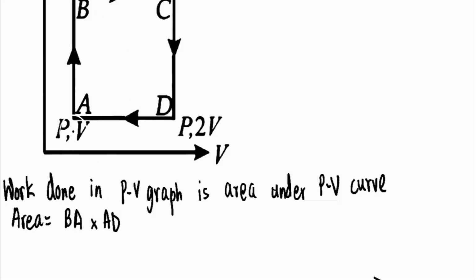So BA will be equal to, if we see over here, this is also V, this is also V, so the x coordinate is the same over here. Over here you can understand that this is V, so the x coordinate is the same.